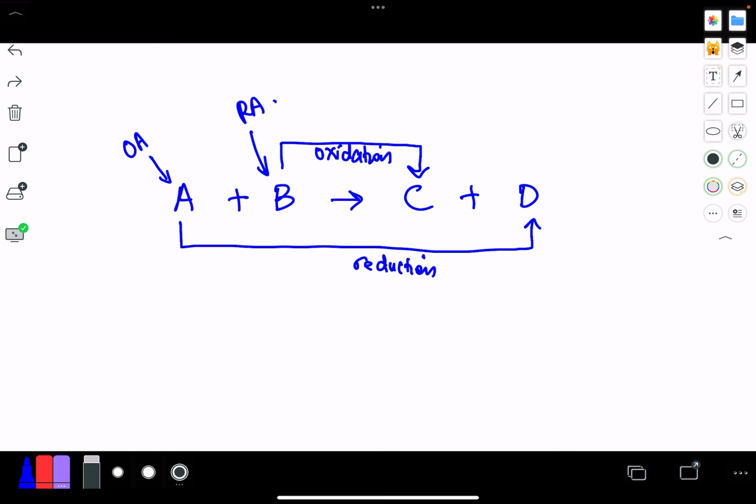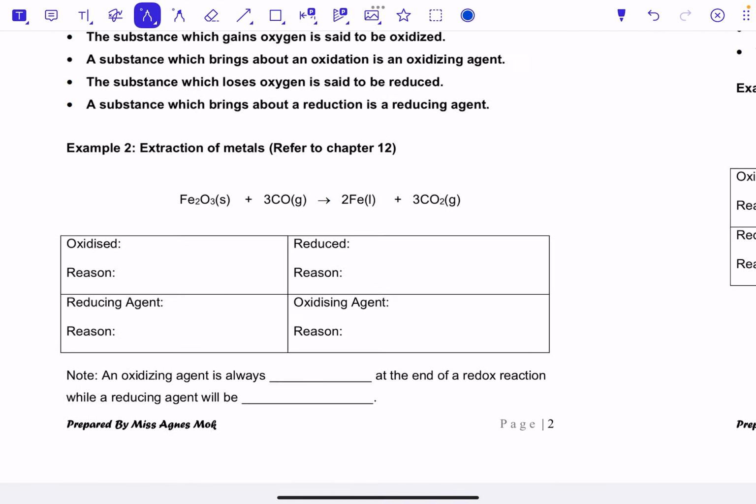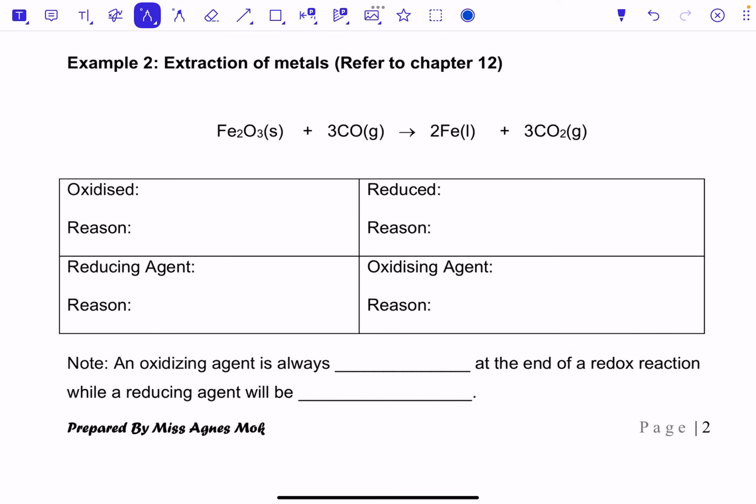Redox is a piece of cake for you. Okay, this chapter is a piece of cake already. Just make sure that you do this properly. Okay, let's try this out together. Let's take a look at question 2. Alright, over here. Okay, so we move on.